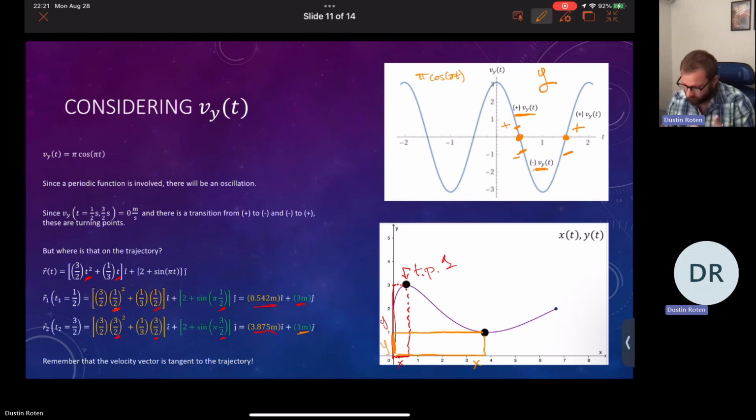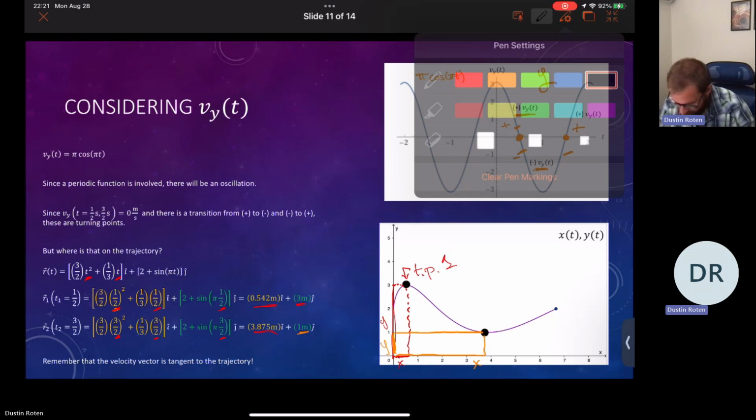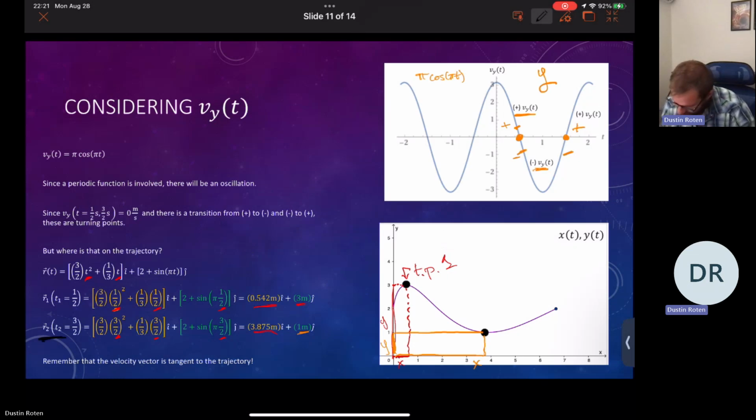If I wanted to draw R1 and R2, I'm just going to draw R2 so I don't get too much stuff on this plot. Essentially our R2 vector is just going to point right here. So that's R2. And do remember that the velocity vector is tangent to the trajectory. So if we wanted to draw a velocity vector, it would be the tangent line on this plot.